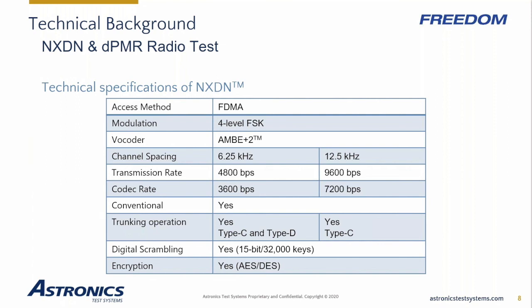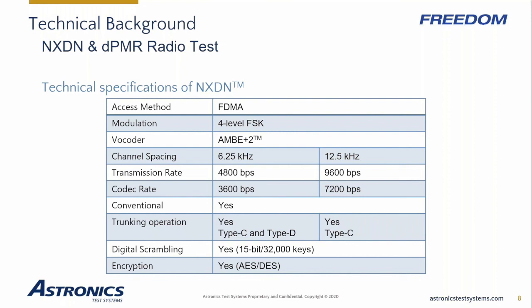On this slide, you will see some of the key technical specifications for NXDN. NXDN employs a frequency division multiple access, or FDMA, architecture and a 4-level 4FSK digital frequency shift modulation scheme. There are two data rates: 9600 baud in wideband channels and 4800 baud in narrowband channels. dPMR uses 4800 narrowband baud only.